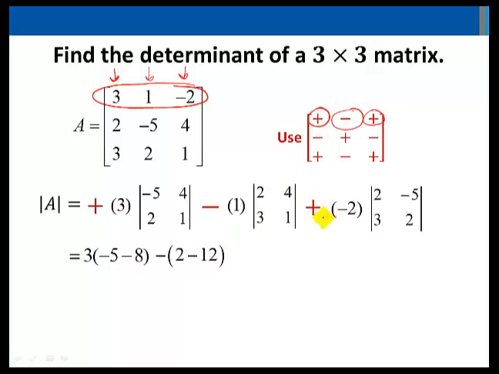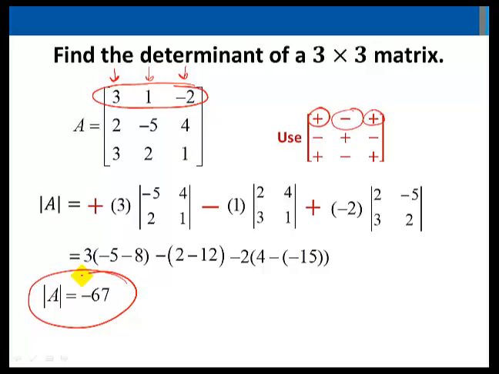Moving along, we're going to have plus -2 times the determinant of this third matrix with 2, -5 in the first row, 3, 2 in the second row. 2 times 2 is 4, minus -5 times 3 is -15. We'll simplify and find that the determinant of A is equal to -67.